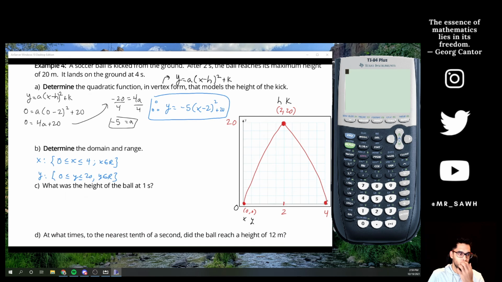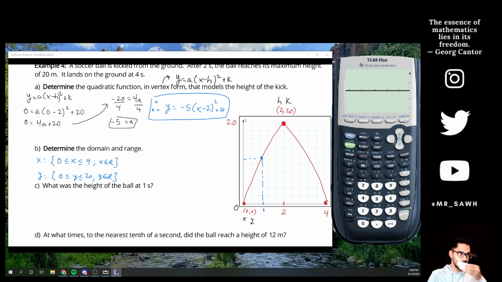Okay, what was the height of the ball at 1 second? Well, I don't really know, but I could make a best estimate right about halfway in between 0 and 2, which should be 1. So if I just take a look upwards and go over, I could get an approximation from this, but now that I actually have an equation, I can graph it in my calculator and get an exact value. So negative 5 brackets x minus 2 squared plus 20, and then hit graph.